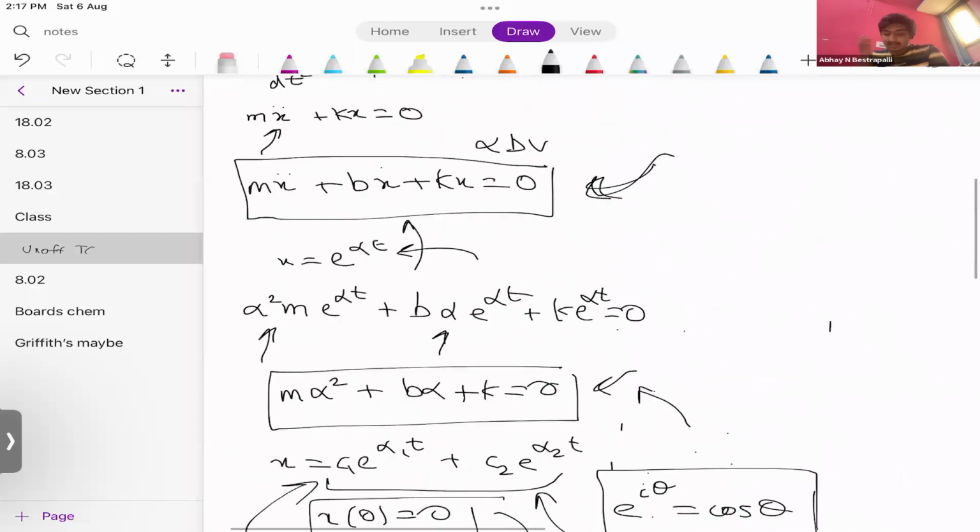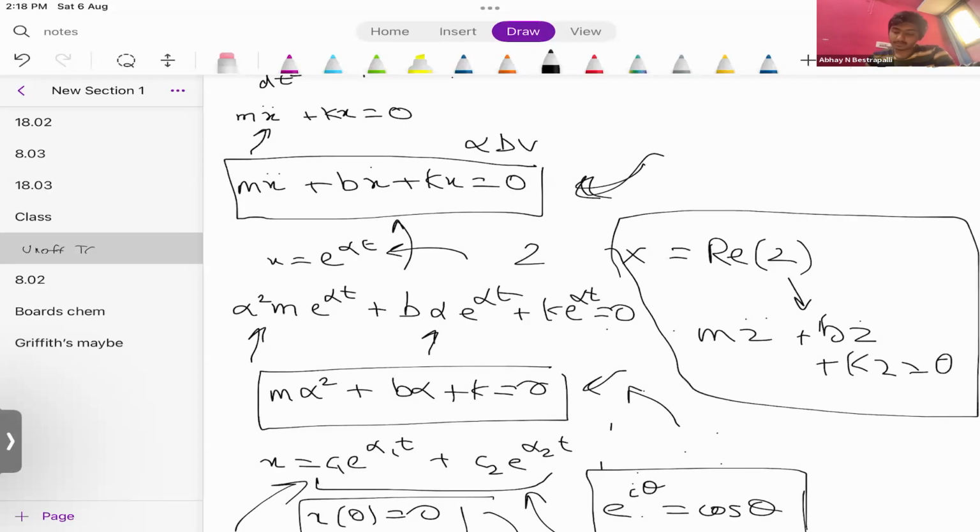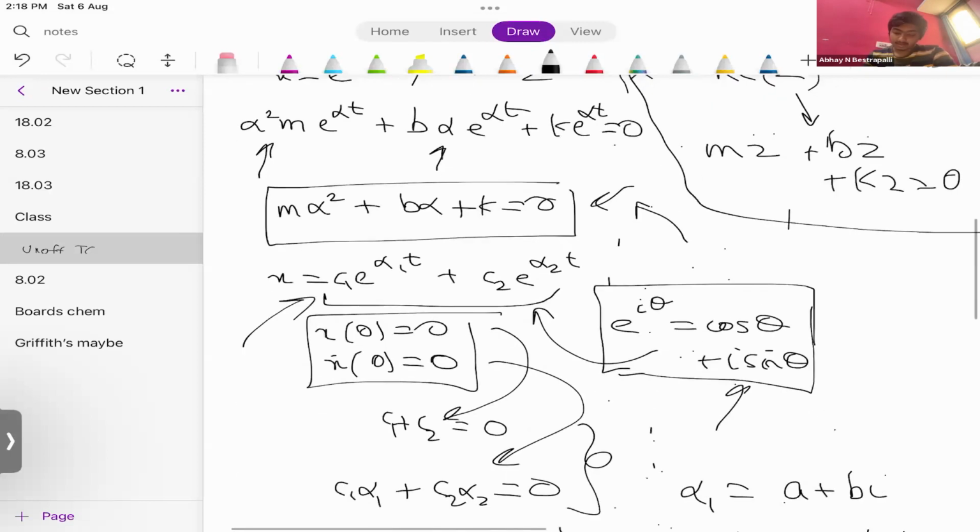What we can do instead is introduce a new variable z, such that x is equal to the real part of z. We're going to be using this trick later also. Then we solve for this equation where z can be complex, and take whatever real part you want out. Anyway, coming back to this.